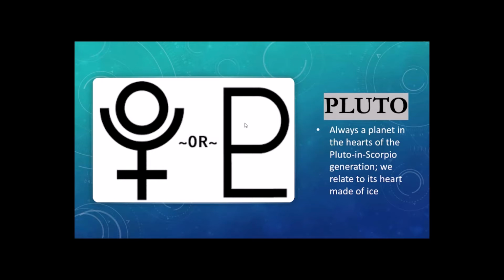So Pluto's transit time varies a lot per sign. Pluto might go through a particular sign like Scorpio over the course of about 14, 15 years or something. But in other signs, it'll take like 20, 30 years. And what are you doing, Pluto?